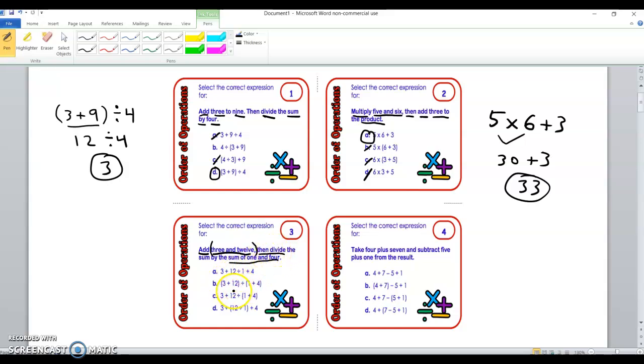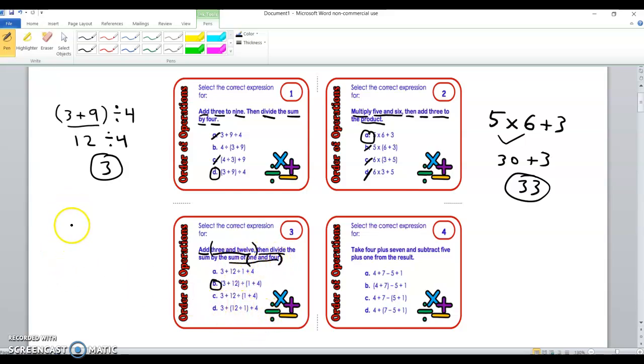Next, we're going to divide, so we have division by the sum of 1 and 4. If we're dividing by the sum of 1 and 4, we should have parentheses here. So B is our only answer that has parentheses for both of these. Add these, then divide by the sum of this. So we need to add 1 and 4 together before dividing.